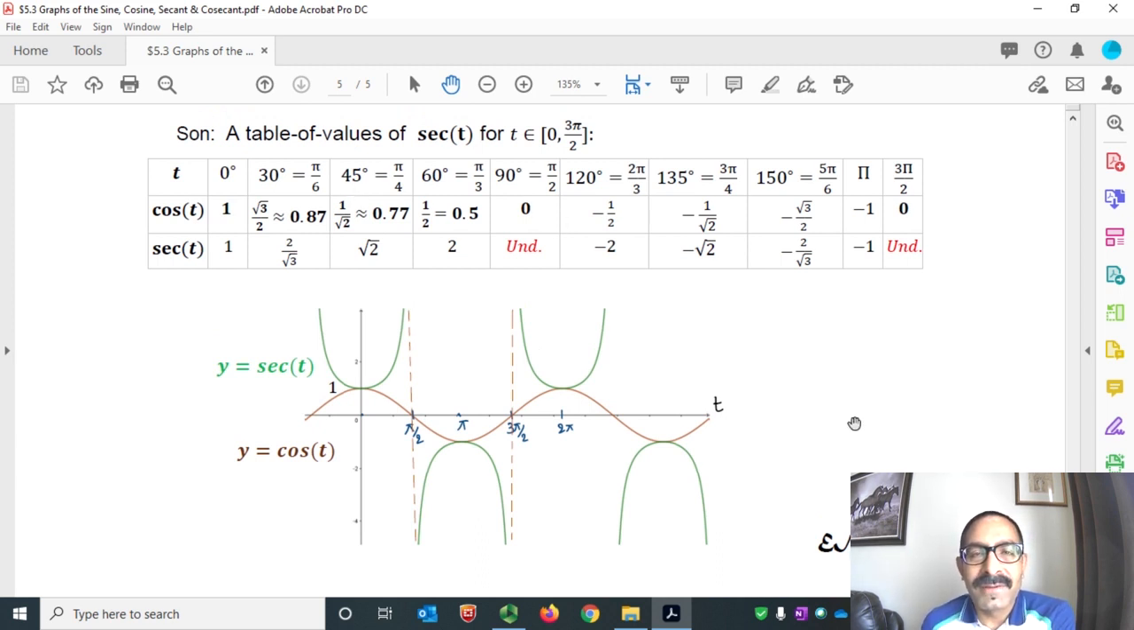Now we have finished graphing sine functions, cosine functions, secant functions and cosecant functions. In our next class, we will graph two other functions. They are tangent functions and cotangent functions. Great. Thank you.